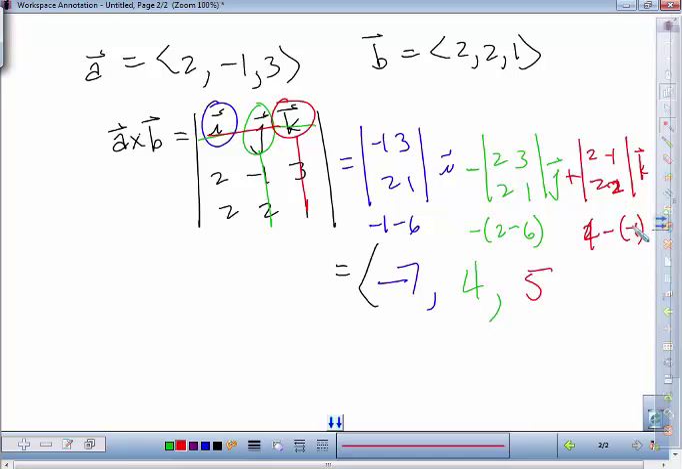Minus 2? All right, so let's try that again. This is a 4 minus negative 2, which is a positive 6. So that looks like it should be your matrix. I mean your cross product. It's another vector. Okay?